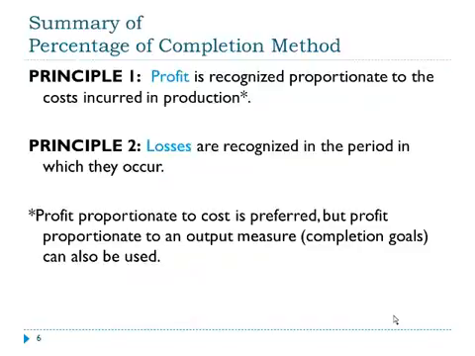We're going to study first the percentage of completion method. The first principle here is that profit is recognized proportionate to the costs incurred in production. Profit proportionate to cost is preferred, but it is possible to measure profit proportionate to some other measure, such as an output measure or a completion goal. We will be practicing using cost as our measure of completion. Principle 2. Losses are recognized in the period in which they occur.